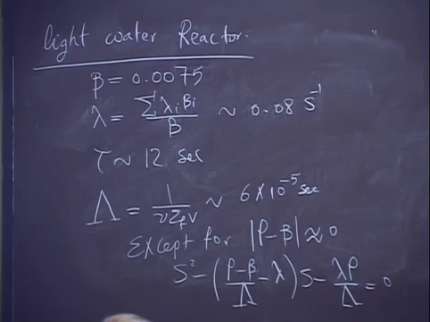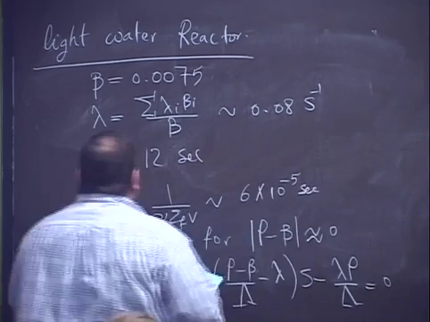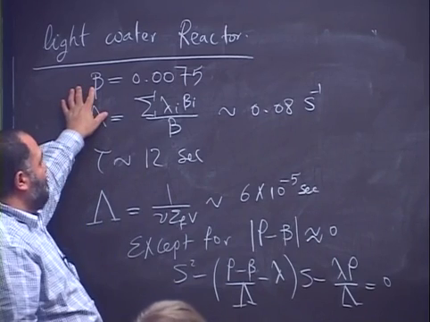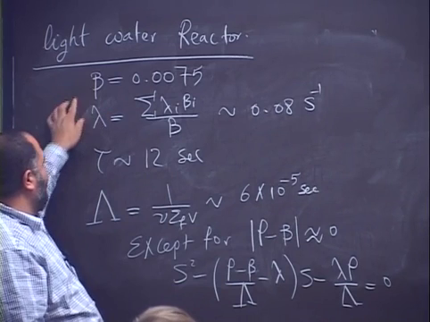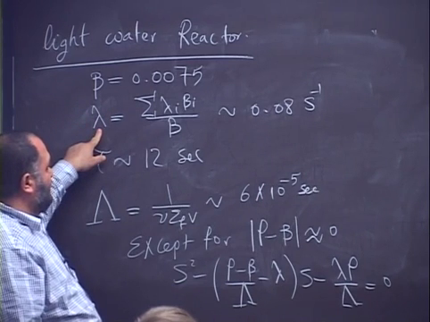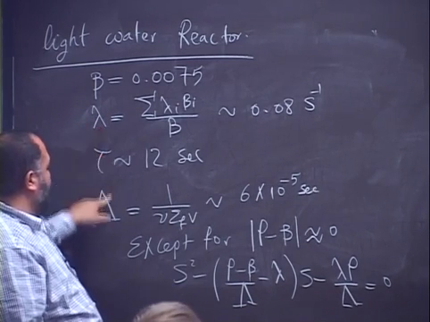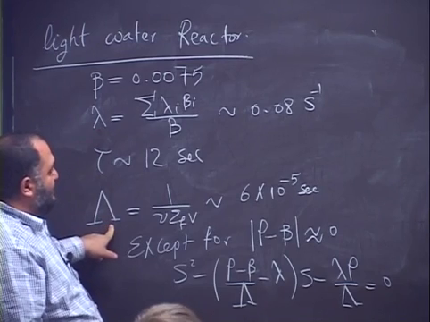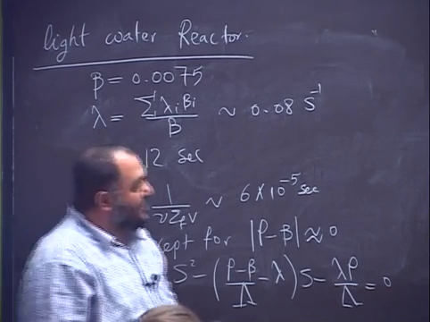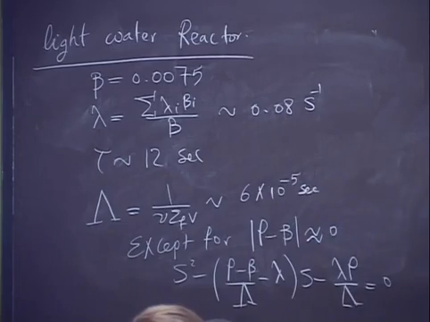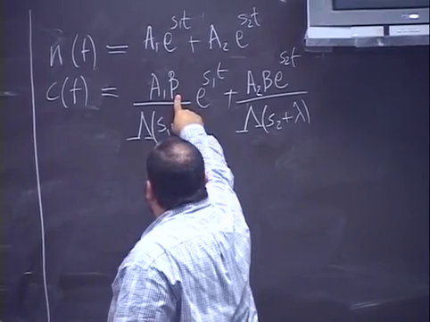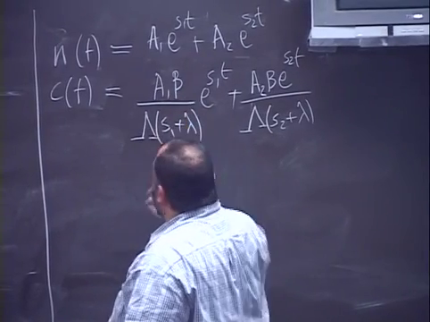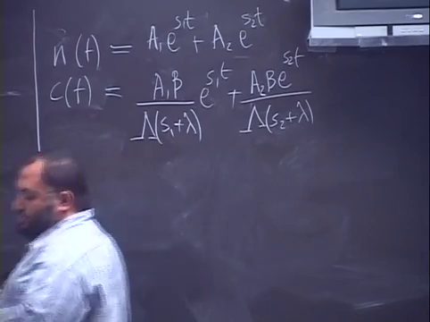Okay, guys, look at the values here. Beta is 0.0075. Yes, guys? And what's lambda? 0.08. And what's gamma? 6 × 10 to the power of minus 5. Look at the two roots. So you have beta, yes, those are the coefficients. So let's look for the two roots.